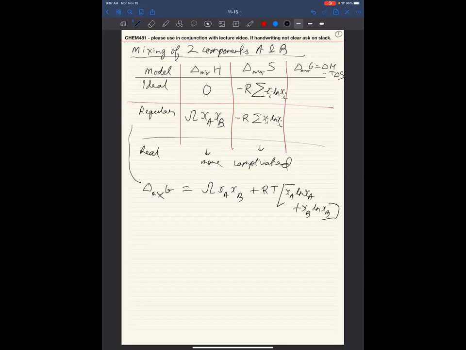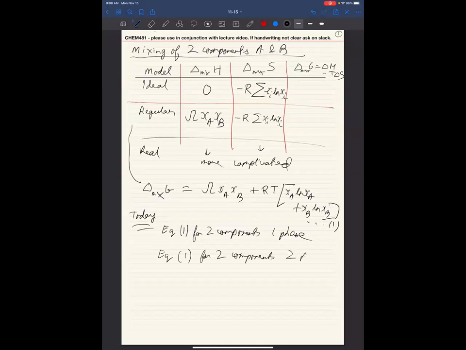So we are going to do two things today. So today, we will look at equation one for two components, but only one phase when they mix uniformly. And equation two, and then we will move on to equation one for two components and two phases.